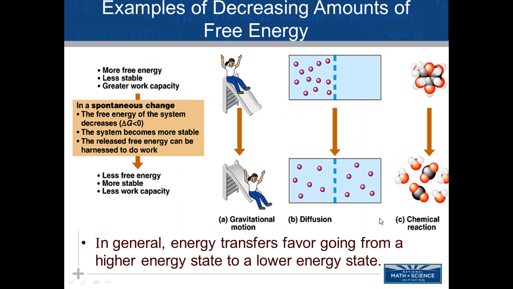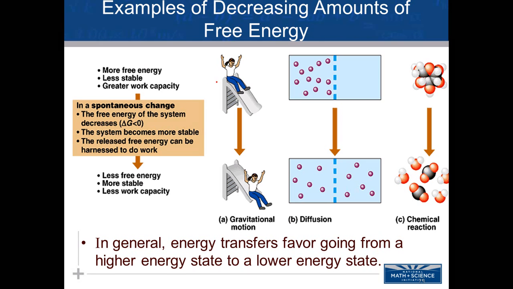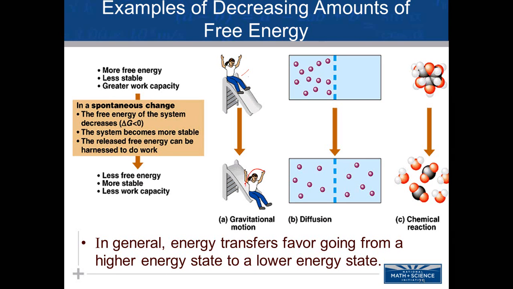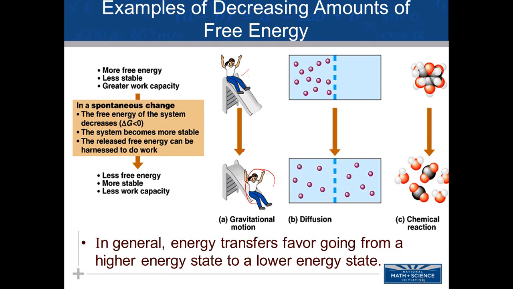So here are some examples that are exergonic reactions, or they are changes in free energy in which the free energy is decreased after it takes place. In the first example, we have a girl who is on the top of a slide, and when she's at the top of the slide, she has more free energy, it's less stable, and has a greater work capacity. Now, when she goes down the slide, when she's at the bottom of the slide, there's less free energy, it's more stable, and it's less likely to do work.